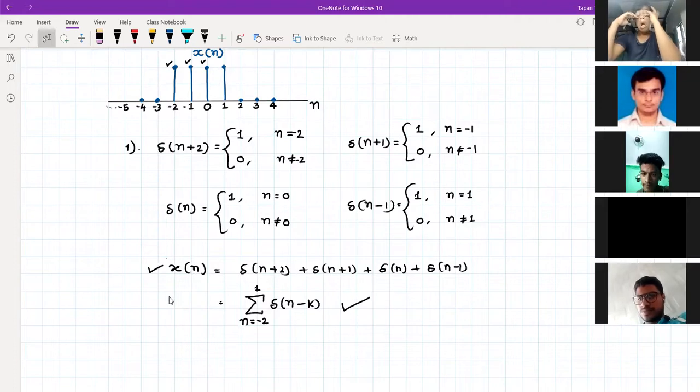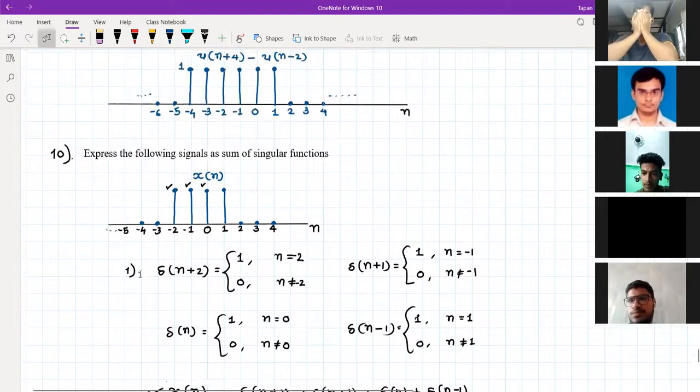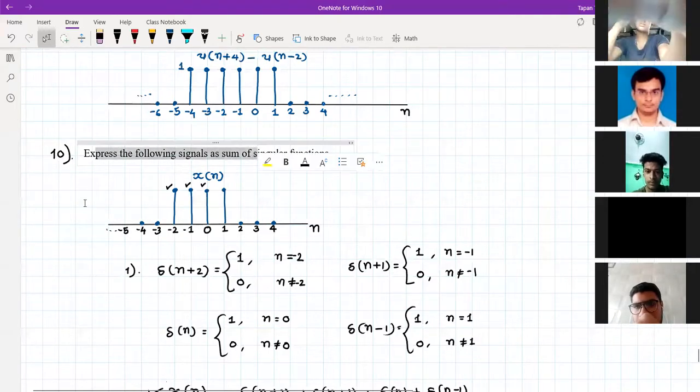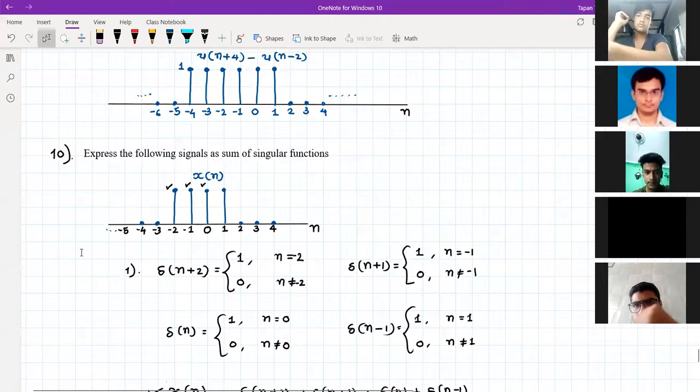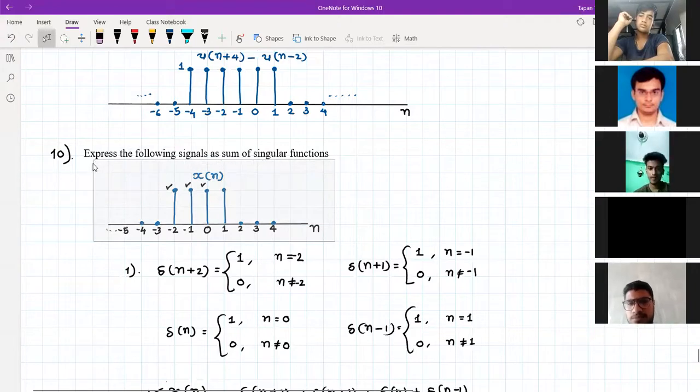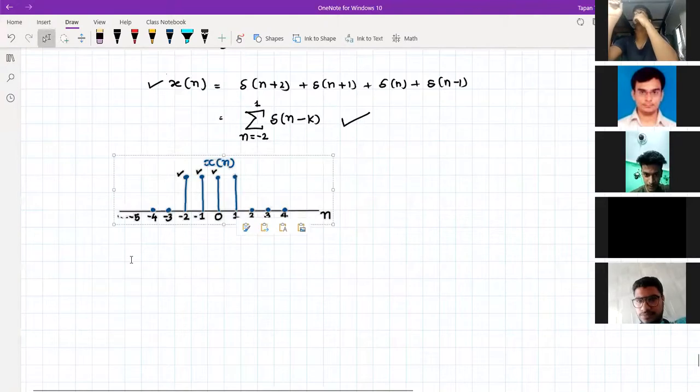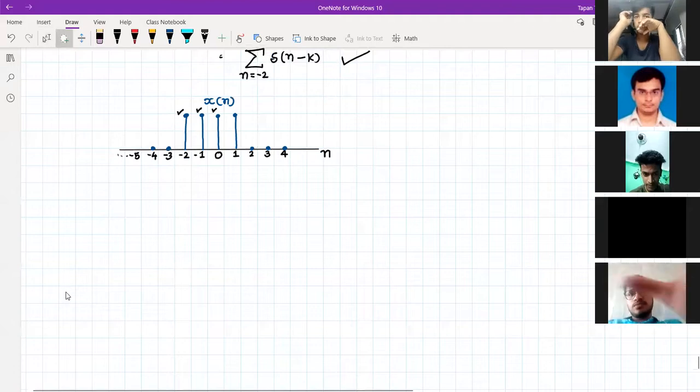Or in other words, what you can do, for example, you already have this function, so I'm not going to redraw it. I have an amazing facility called copy paste.